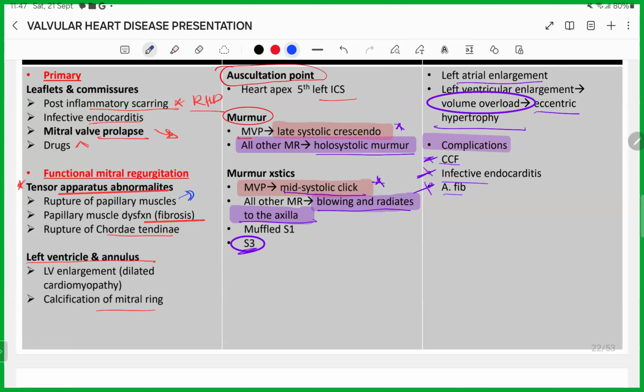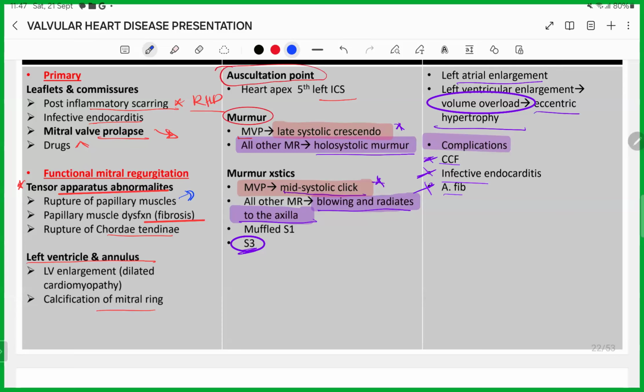And then you can have papillary muscle dysfunction, which could be dyskinesia of these papillary muscles. They're not working in a coordinated fashion, and that can also cause functional mitral regurgitation, or you can have rupture of the chordae tendineae.